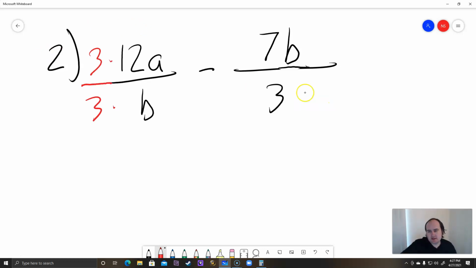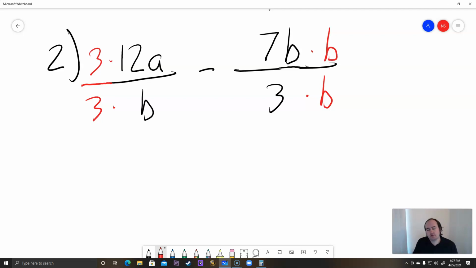And then in the second denominator, well, what's missing here? Well, we don't have a b, but we do have a 3. So for this one, we're missing a b. Okay, so we're going to multiply the top and the bottom by b. All right, and that's the hardest part, is just knowing what to multiply by. But again, look for what's missing and multiply by that.